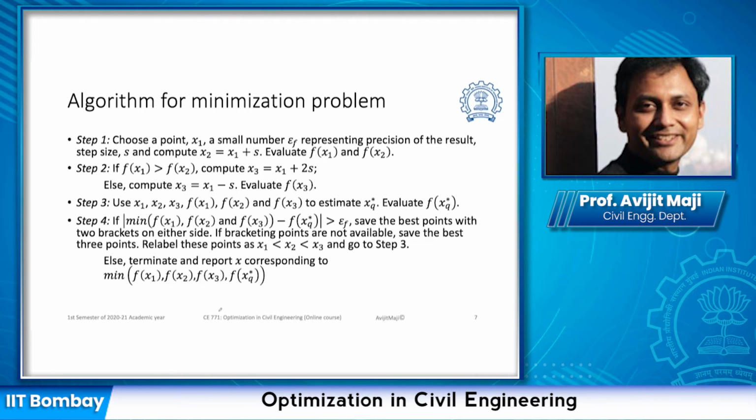In this particular method, in the first step, we need to choose a point from where we want to start. We also need to select a very small number which represents the precision of the result we want to achieve. We need to select a step size s and then find out the second point using that step size. Once we do this, we find the function values at the 2 points x1 and x2.